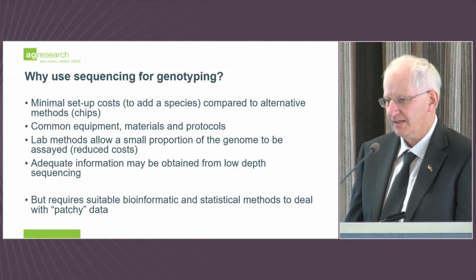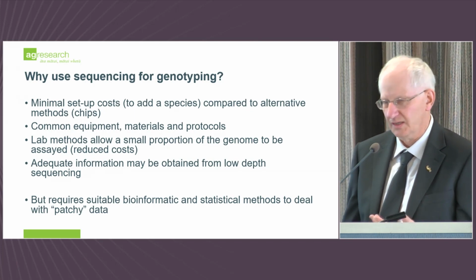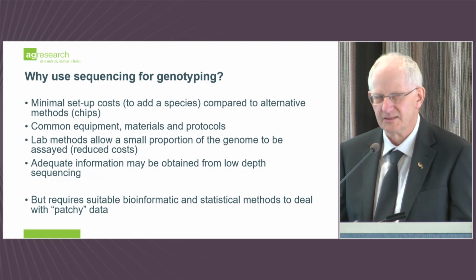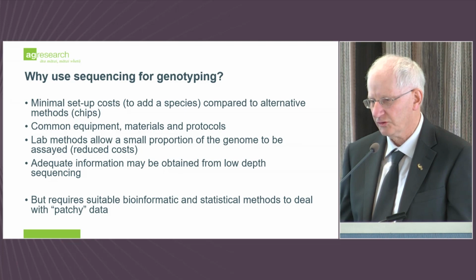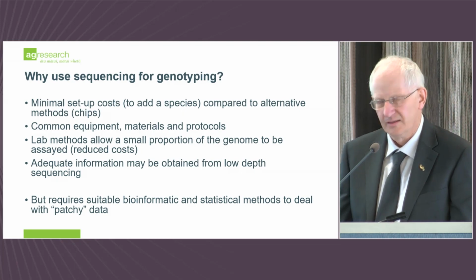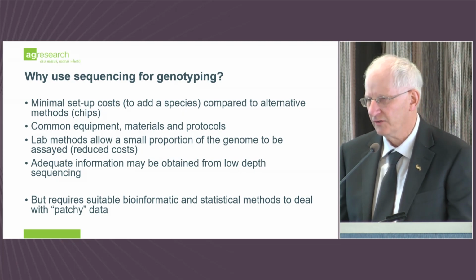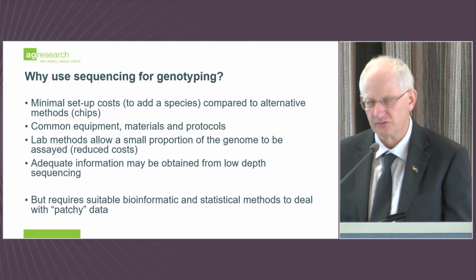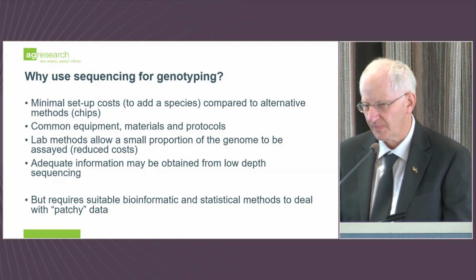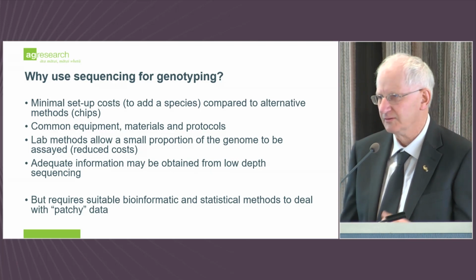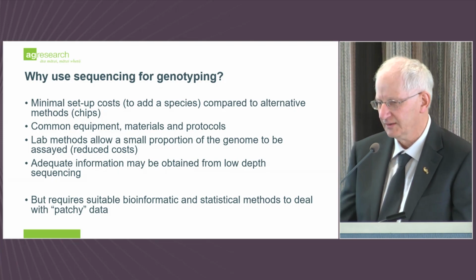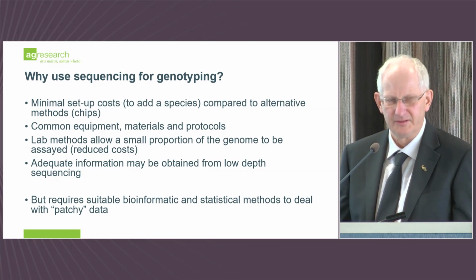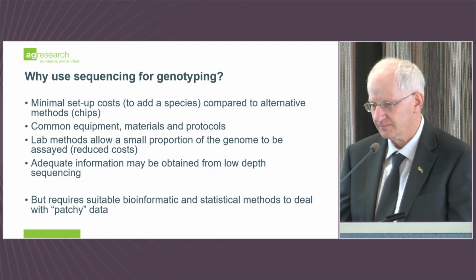So why would we use sequencing for genotyping? One of the reasons is that it's got minimal setup costs compared to alternatives. We can use common equipment, materials and protocols that we use for other reasons. There are lab methods that allow us to assay just a small proportion of the genome, so that reduces the costs. And we can get adequate information even from low depth sequencing. I'll explain that a little bit more later.